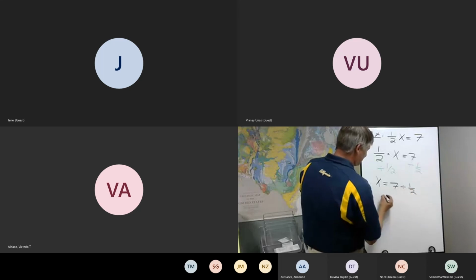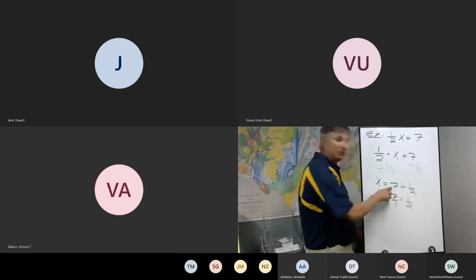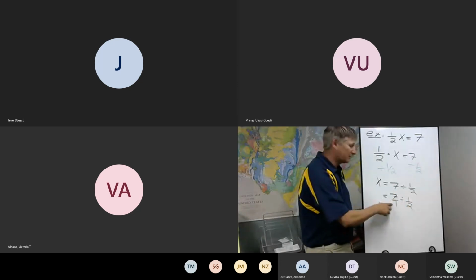divided by 1/2, or 7 over 1 divided by 1/2. Remember, you can turn whole numbers into improper fractions.